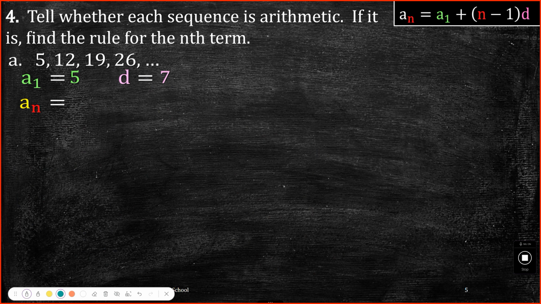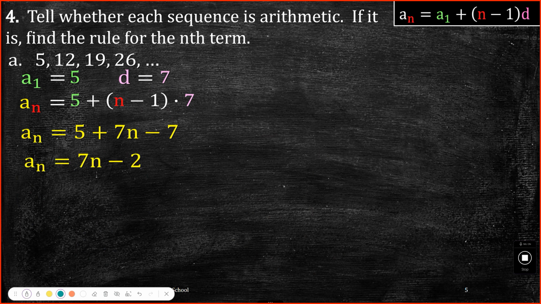Okay. So A sub n equals 5 plus n minus 1 times 7. Distribute. You get that. You do the math because you know how to do the math correctly. All right, let's move on. So this is the formula for that sequence.